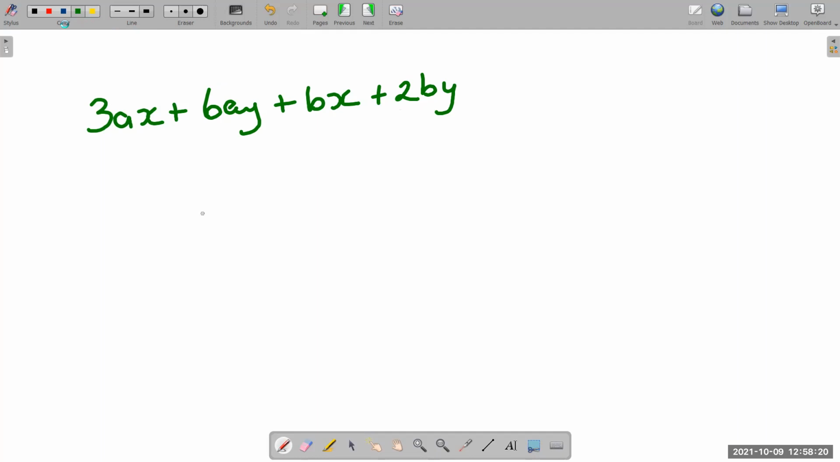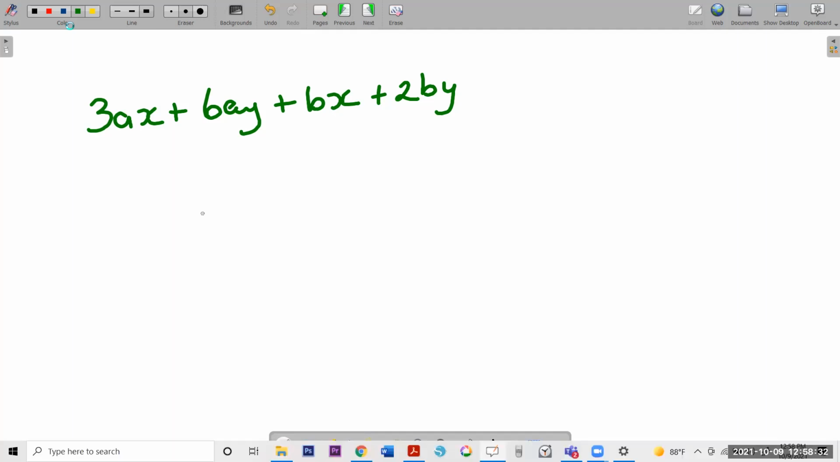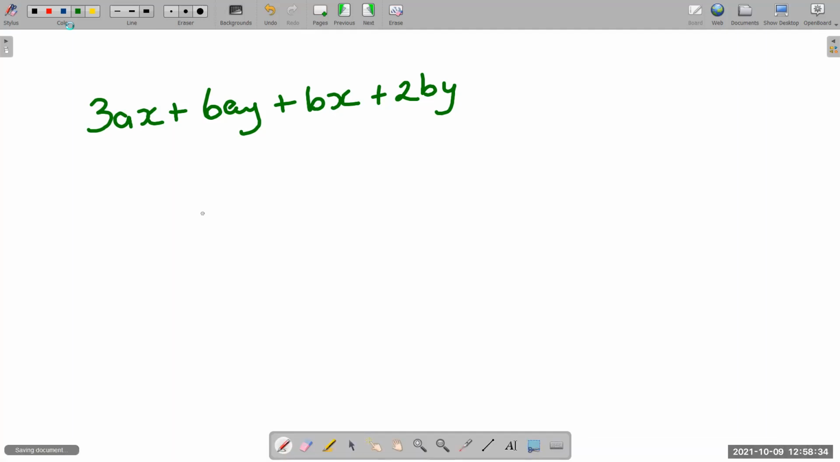Now, what are the conditions for grouping? We need 4 terms. So we have 4 terms. That's the first thing you check. 1, 2, 3, 4. We have 4 terms. Good. Now, what is the second condition for using grouping? The first 2 terms, do they have something in common? Then the second 2 terms, do they have something in common? So let's see. If I group these 2, and then I group these 2, do they have something in common? So let's check it out.